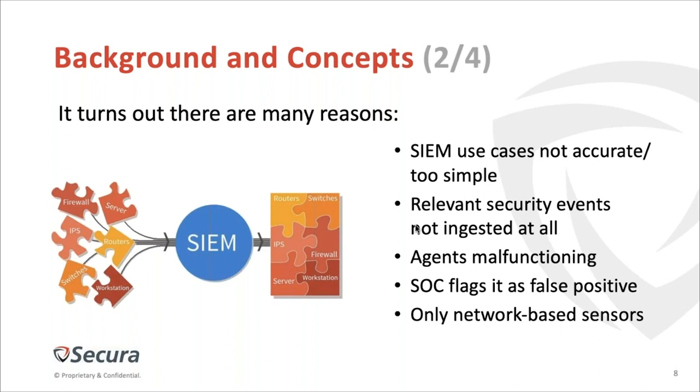So we set out to find out why that is. And it turns out there are quite a few reasons. Relevant security events might not be ingested into the SIEM at all. There's a limitation there. This could be due to storage limitations, maybe licensing limitations even in the SIEM, other things. It could also be that the use cases programmed into the SIEM are simply too simple, not accurate, or the product default use cases that came with the product when it was installed and configured. It could be that agents on endpoints are malfunctioning. There's quite a lot of reasons, and we'll go into those reasons in the end when we look at the case study.